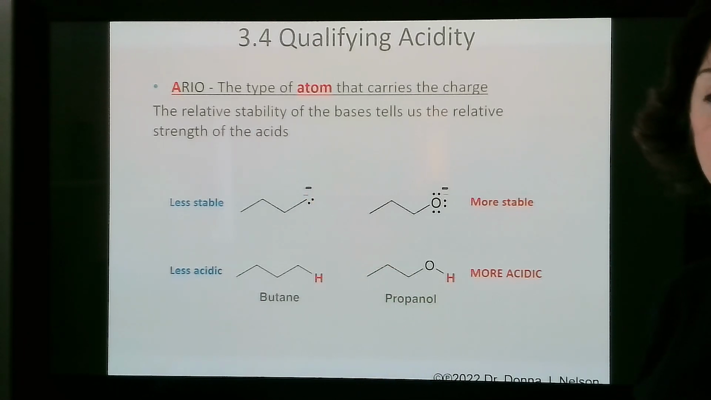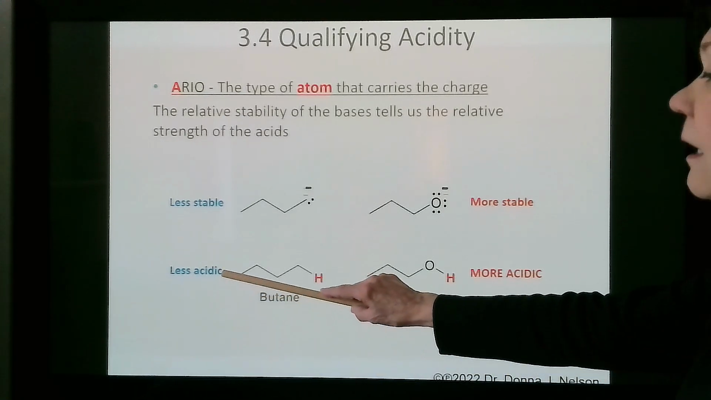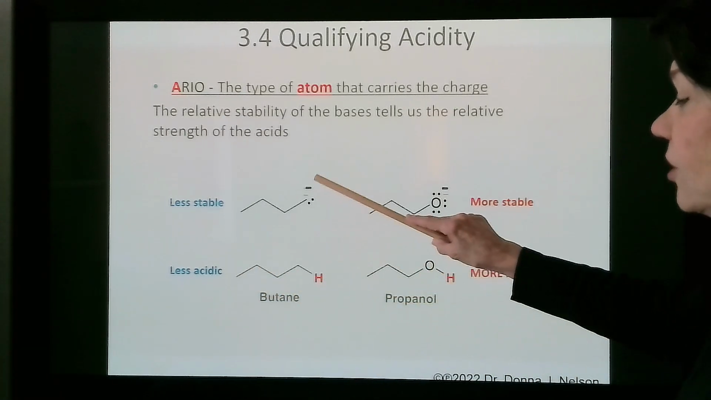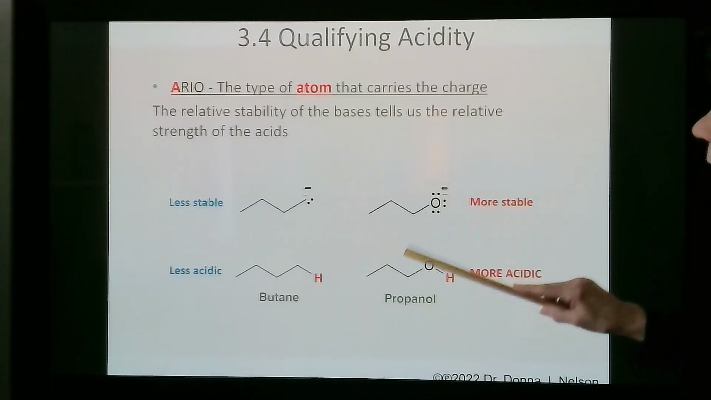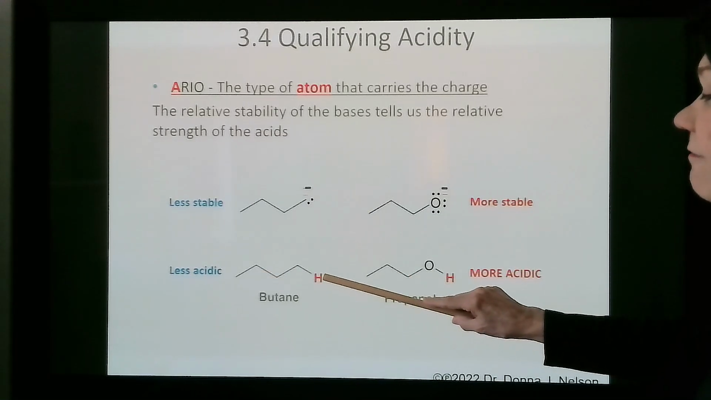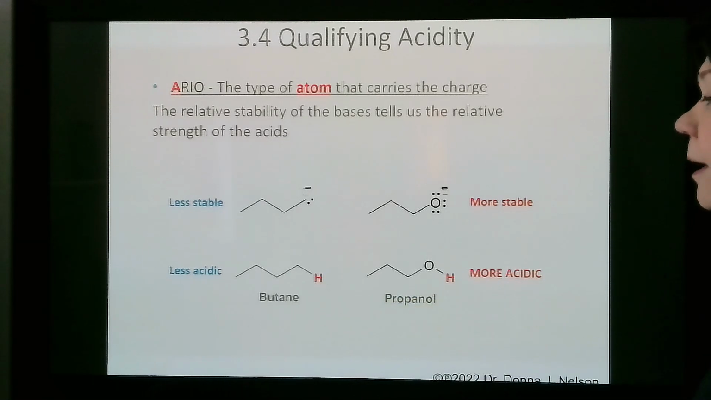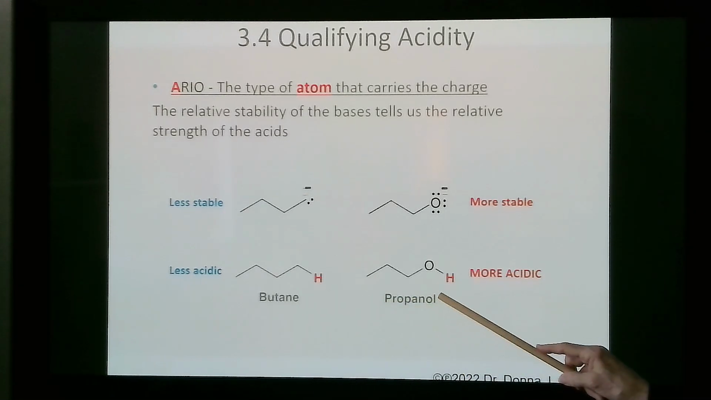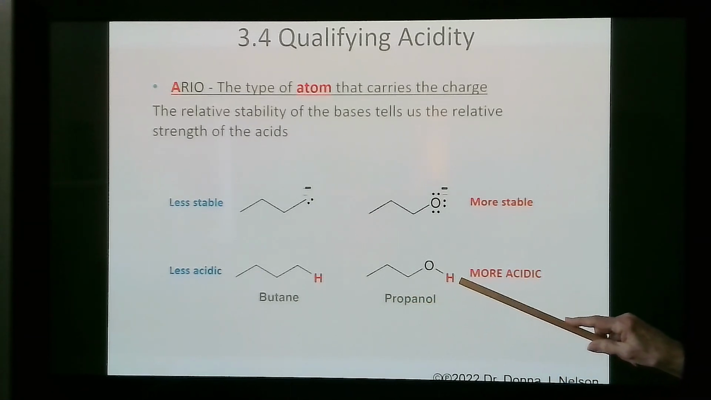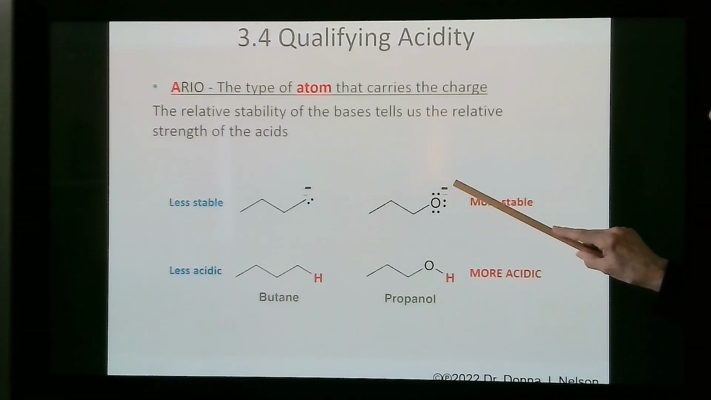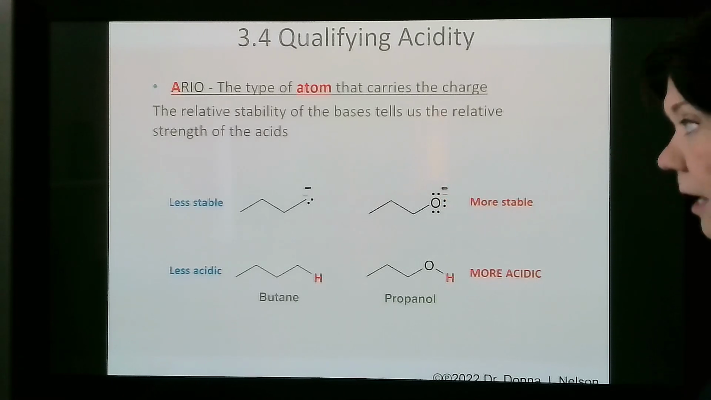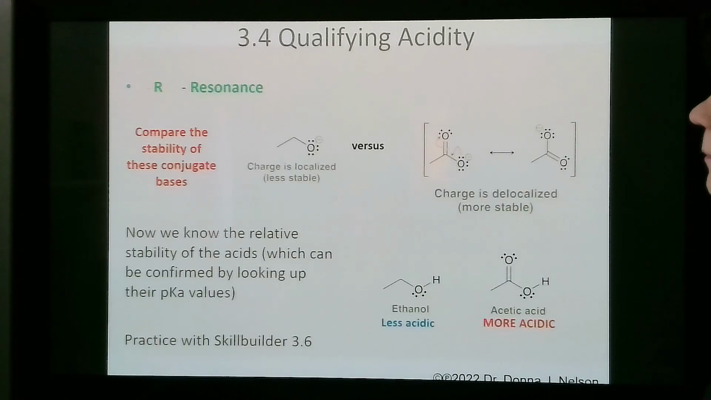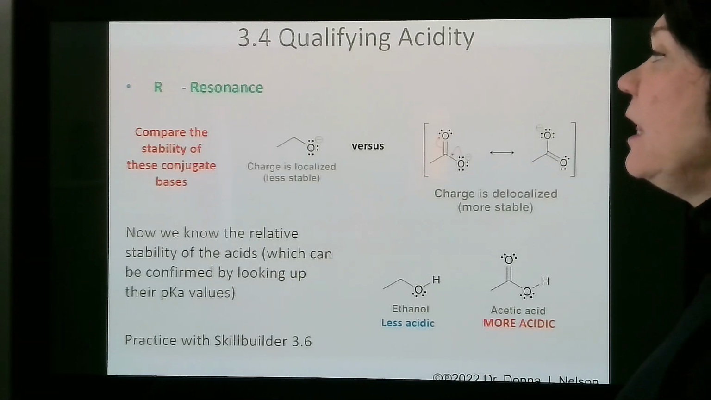You can remember the periodic table. And so butane is less acidic than propanol. So remember, butane had a very high pKa, and propanol did not. So this is more acidic because the oxygen can more easily bear a negative charge.